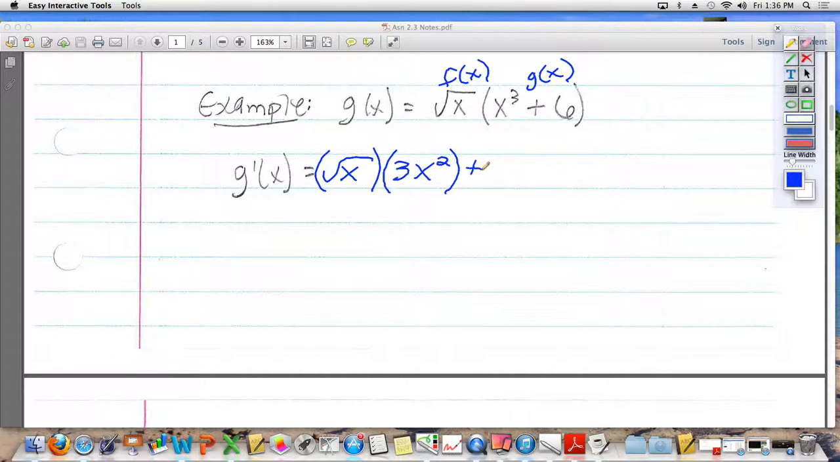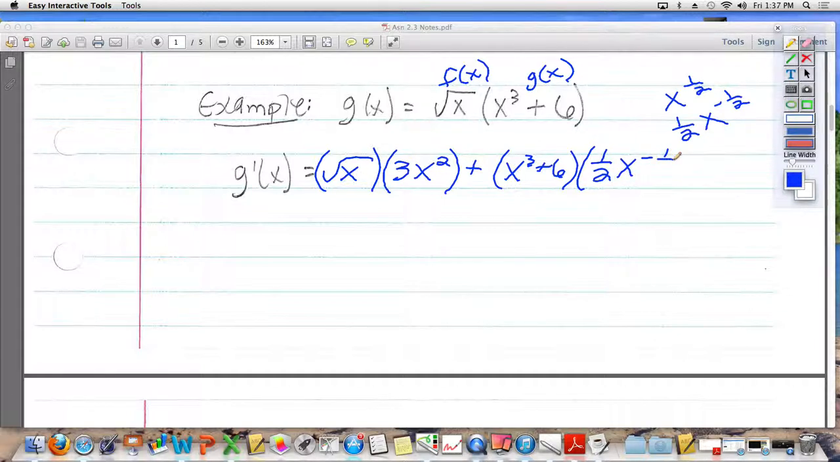Plus, now we take the second function, g of x, x cubed plus 6, and we multiply it by the derivative of the square root of x. So I'm going to come over here. The square root of x really means x to the 1/2 power. So the derivative of that is going to be 1/2 x to the negative 1/2 power. You okay with that? Mm-hmm. All right. So times 1/2 x to the negative 1/2 power.